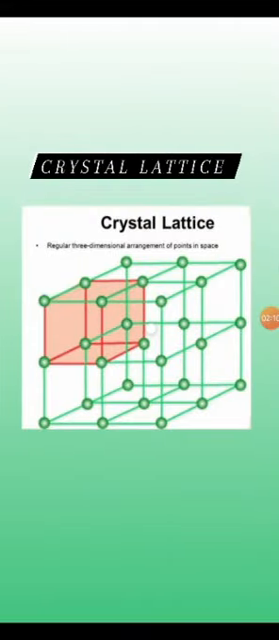So fifth is crystal lattice. What do you mean by crystal lattice? It is a regular arrangement of atoms, molecules or ions in 3D space, the systematic three-dimensional arrangement of points in a shape. Here you can see it is a regular three-dimensional arrangement of points in space.